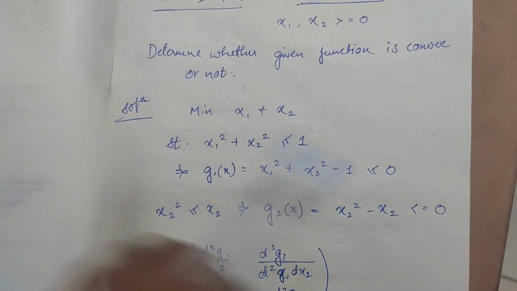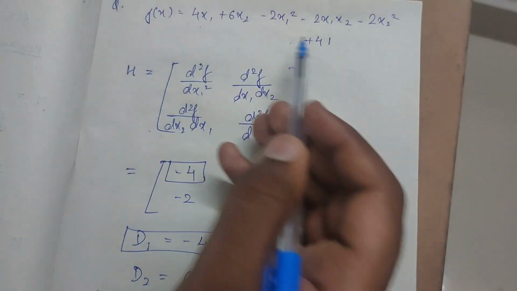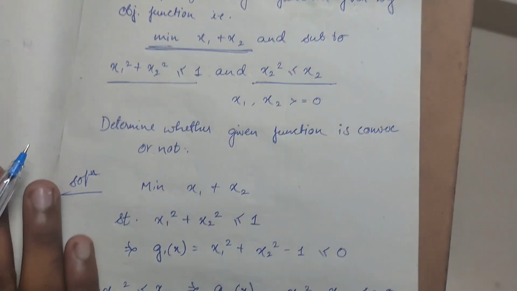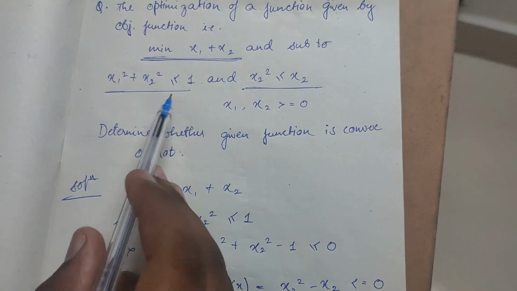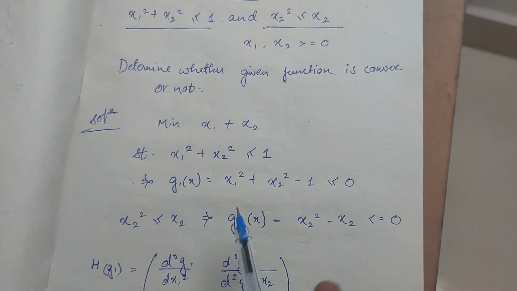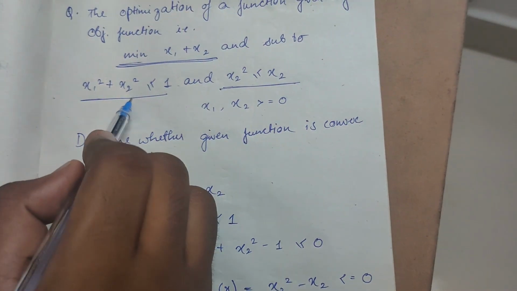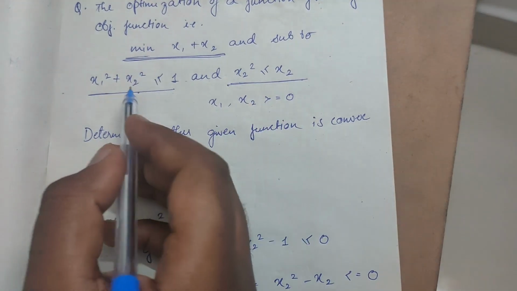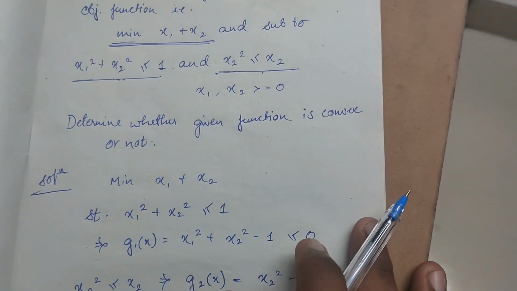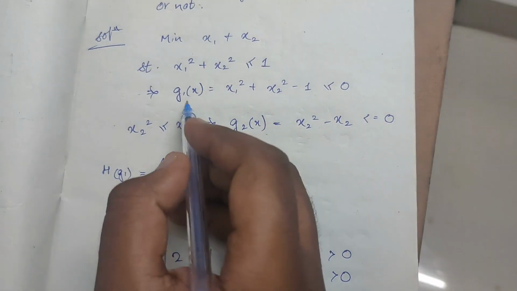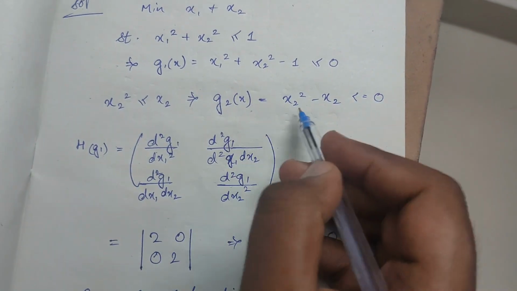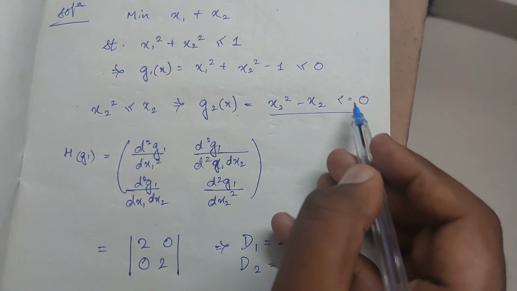Until now, we just had one equation and we found that it is concave or convex. But now you have one equation and you have two constraints for it. So how would you solve this? So simple. You will take g1 as constraint 1 and g2 as constraint 2. You will find the convexity of each, and finally conclude the answer. So g1 is x1 square plus x2 square minus 1 less than or equal to 0, and g2 is x2 square minus x2 less than or equal to 0.